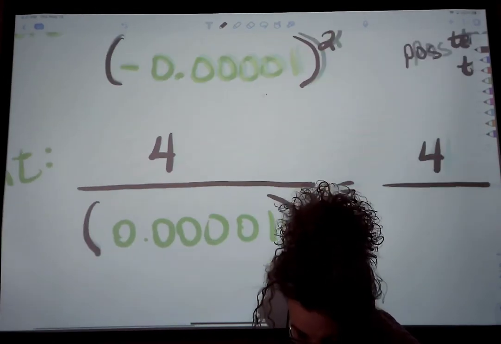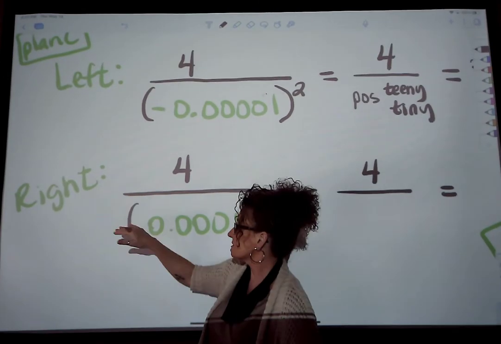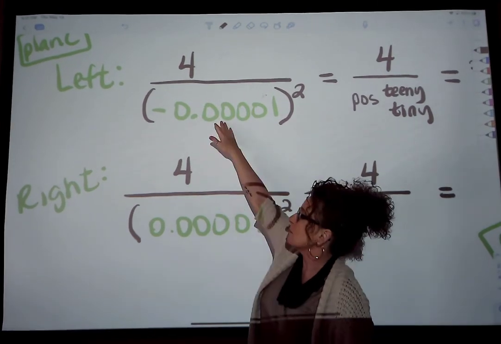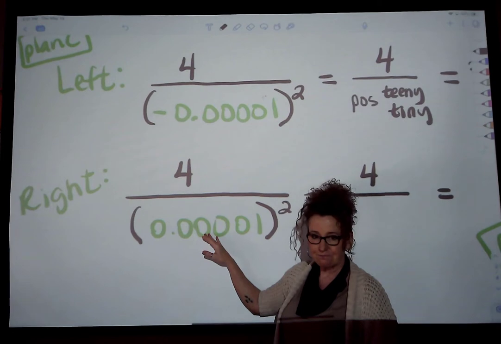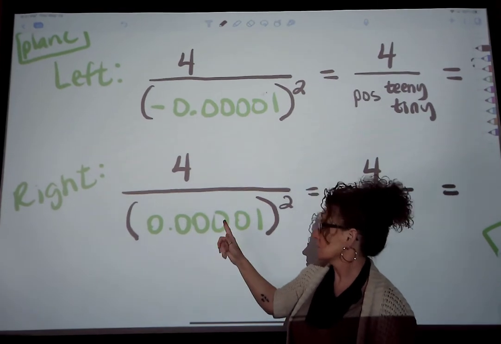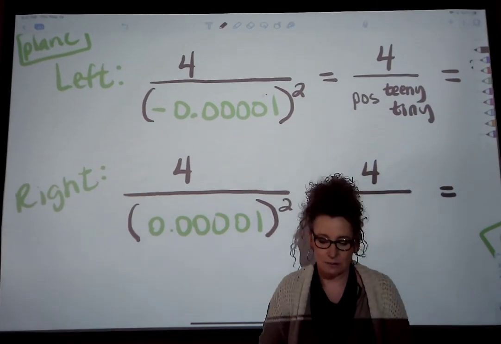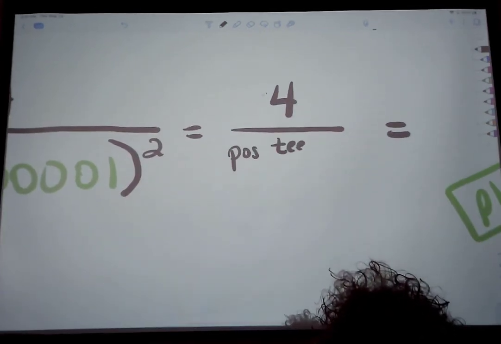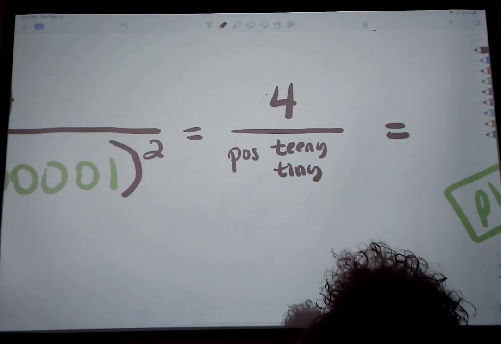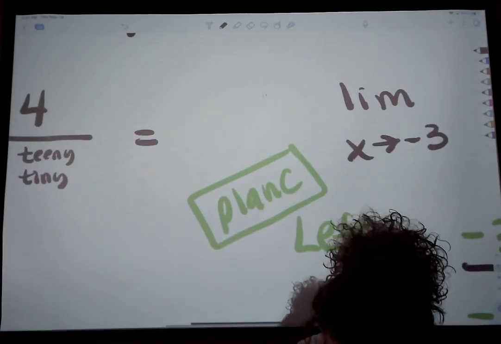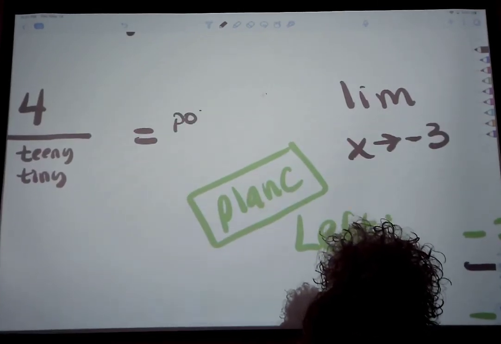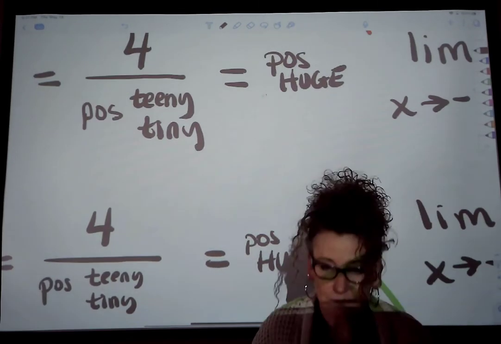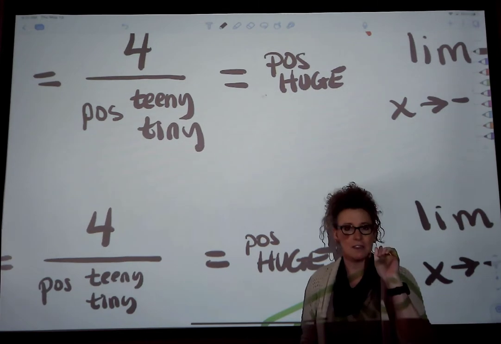Let's try the right side. So let's do from the right. So I subbed in a number super close to 0 on the positive side, right? So it kind of mirrors that one. Ready? Positive 0.00001. Square it. What do you get? You get positive, teeny tiny. And 4 divided by positive, teeny tiny is positive, huge. Do they match? They do.